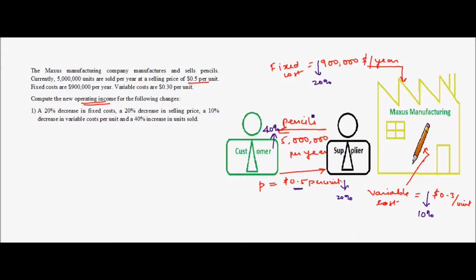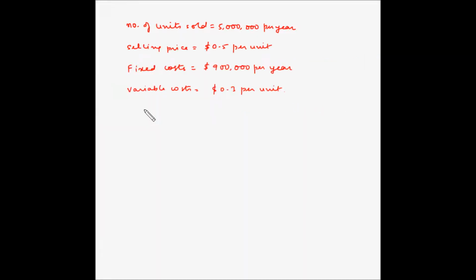So basically, with all these changes, we have to now find out what is the impact on the operating income. So here, the information that has already been provided to us is the number of units sold, the selling price, the fixed cost, and the variable cost. Now we have to find out the new operating income if there are changes in this data. So in order to find out the impact on the operating income, let's first find out the operating income with this data.